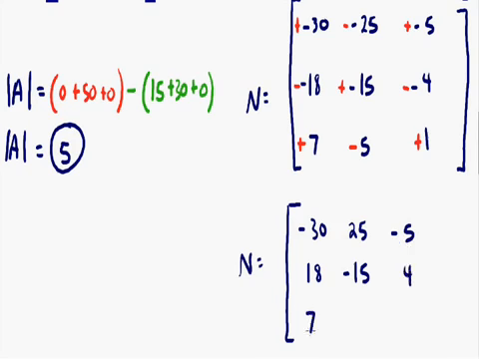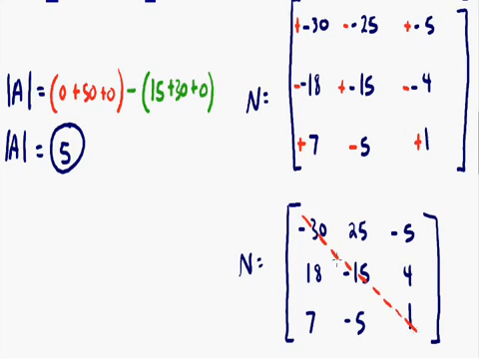We have a plus 7, so that just stays positive 7. We have a negative 5, so that just stays negative 5. And we have a plus 1, so that just stays positive 1. So now we can move on to our next step. Our next step is we need to reflect all the numbers along this red diagonal, which I'm drawing right now.